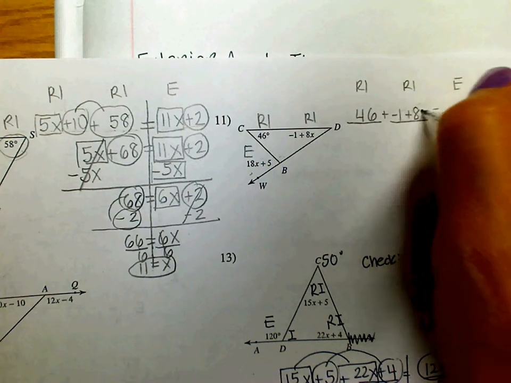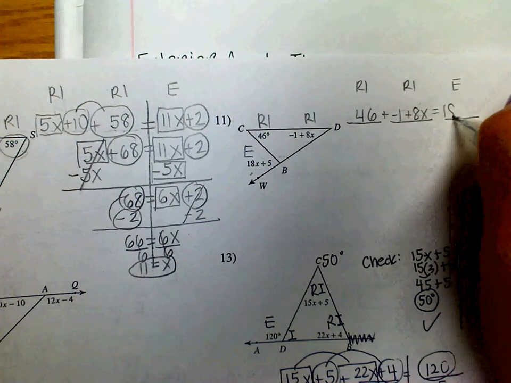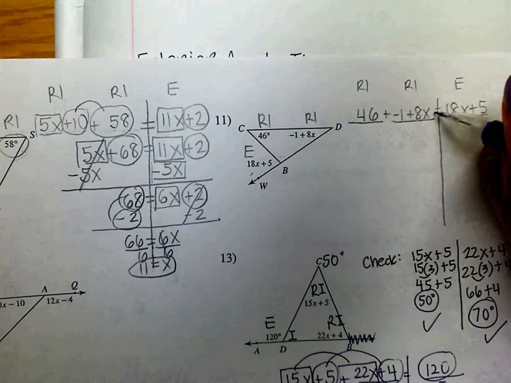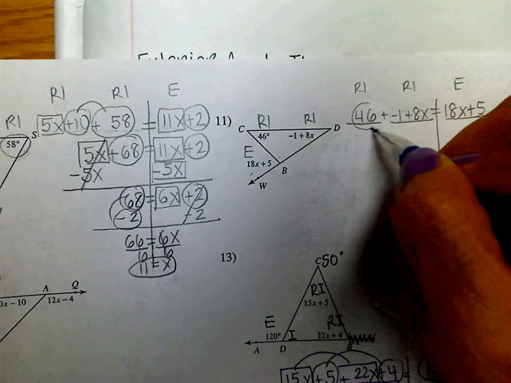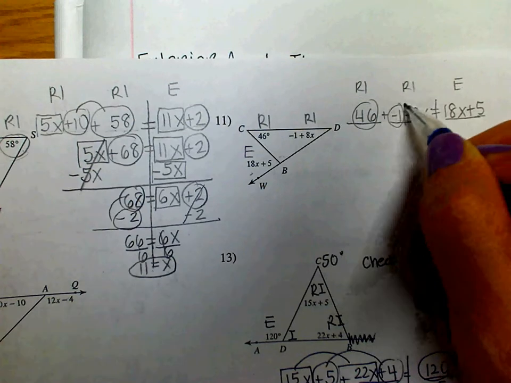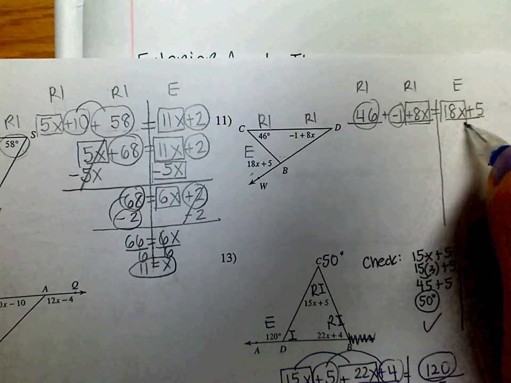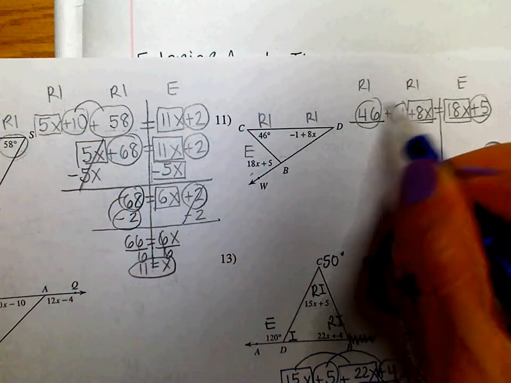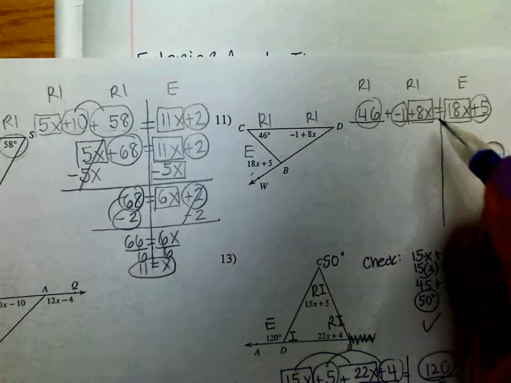And then on this side, we've got an 18x plus 5. Okay. Draw my line down the equals, circle, circle, and then box, box, and then circle. Okay. See, I have more than two terms on one side. That means I can combine something. All right, so these actually combine.